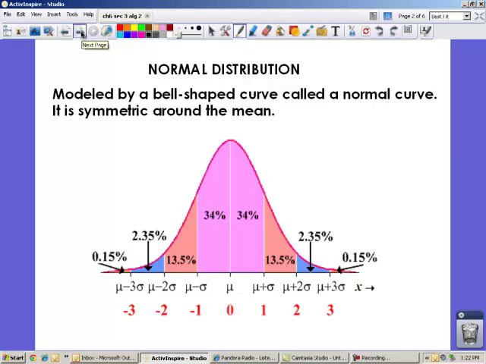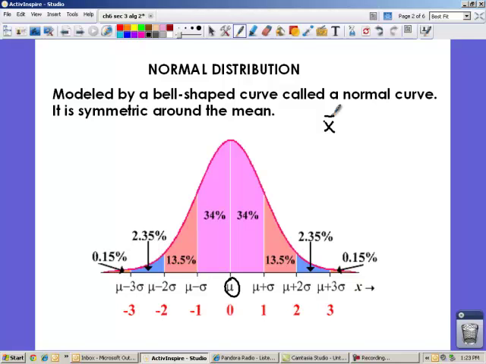We're going to talk about normal distributions, and all the normal distributions can be modeled by this bell-shaped curve called a normal curve. It is symmetric around the mean. Sometimes you're going to see the mean expressed as this symbol here, or you can see the mean expressed as this. So I just want you to recognize that if you see either one of those, that is the mean.